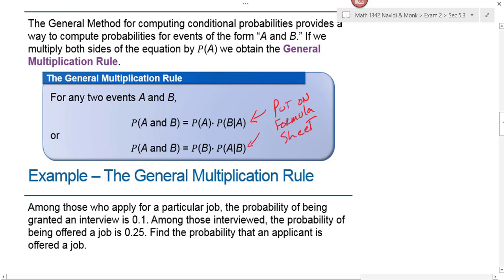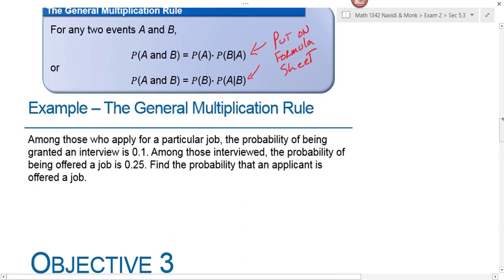Let's look at an example where we would use this general multiplication rule. Among those who apply for a particular job, the probability of being granted an interview is 0.1. Among those interviewed, the probability of being offered a job is 0.25. Find the probability that an applicant is offered a job.